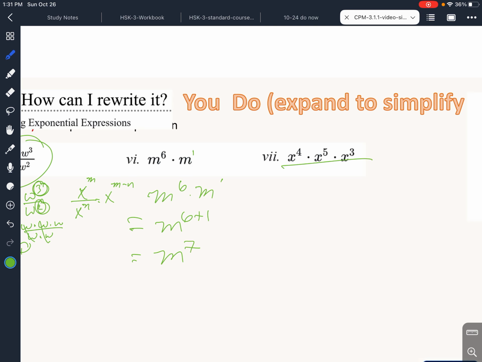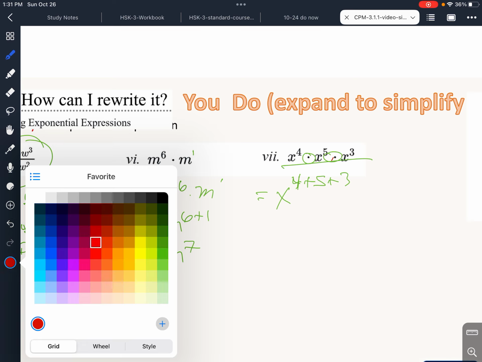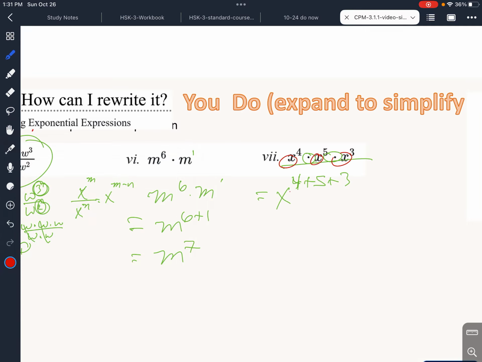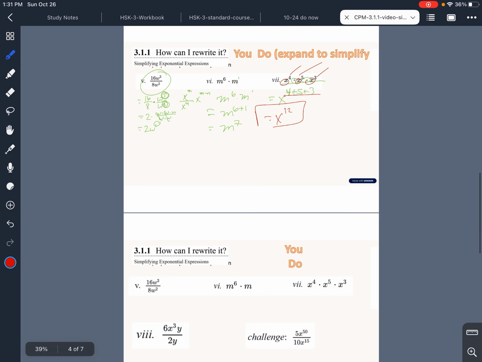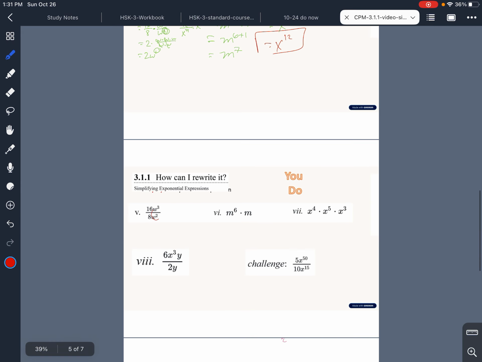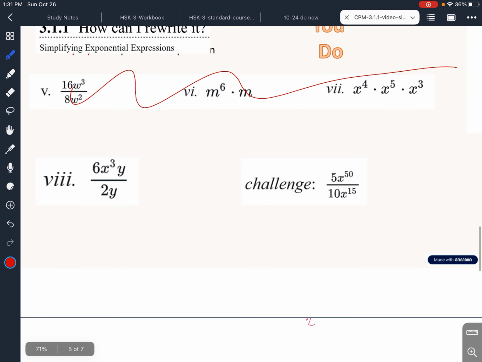Same thing, I'm multiplying. That must be x to the power of 4 plus 5 plus 3. No need to mark out all those x's. We know because we're multiplying and I have the same base, I'm going to add 5 plus 4 plus 3, which gives me 9 plus 3 is 12. That's the rule for multiplication and division. Already done these two. What about this one?